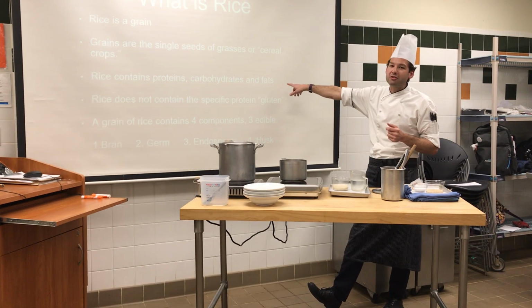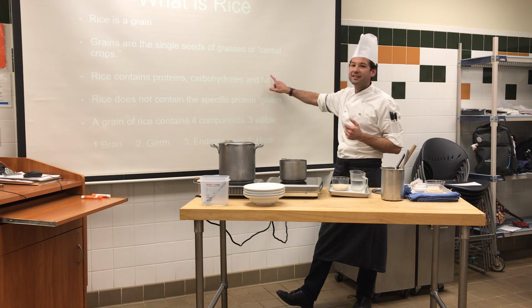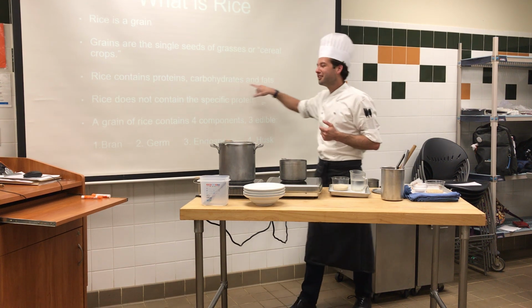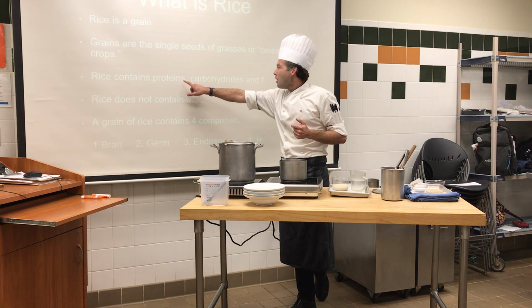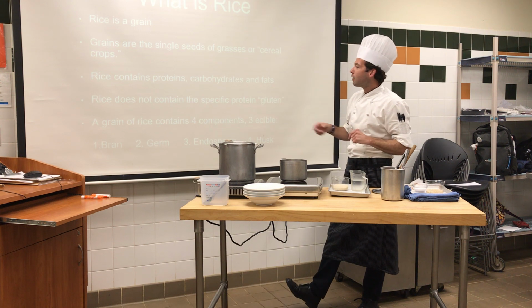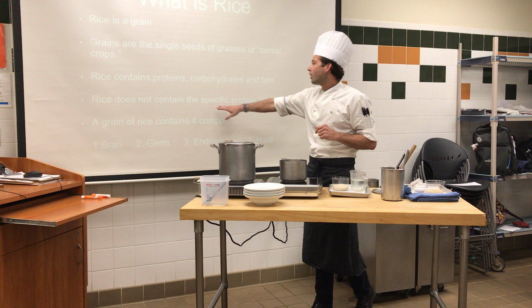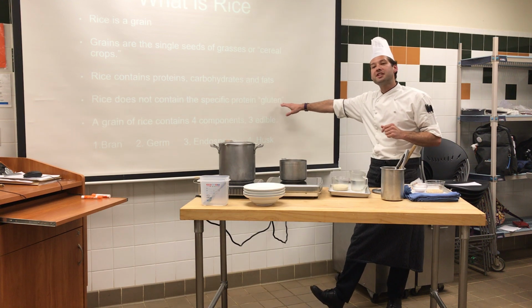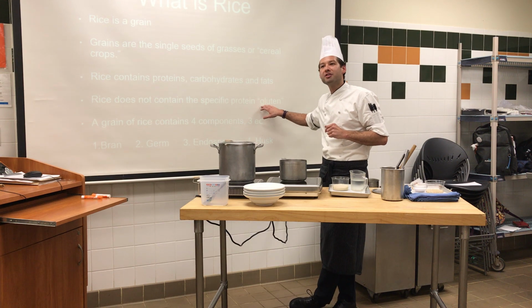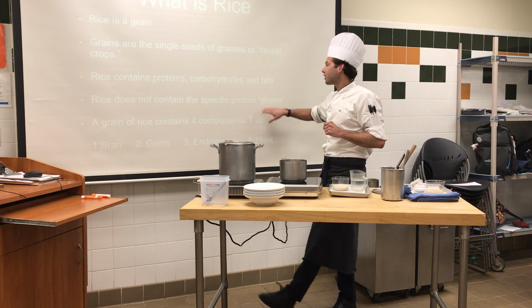Now, rice in its natural state contains all of the macronutrients: protein, carbohydrates, and fats. You will probably remember some of that from Chef Audrey's lesson. So we have proteins, carbohydrates, and fats in a whole rice grain, and in a minute we'll get to what the components of that whole grain are. What rice does not contain is the specific type of protein, gluten. Anybody ever heard the term glutinous rice before? Any guesses on how we get glutinous rice with no gluten?